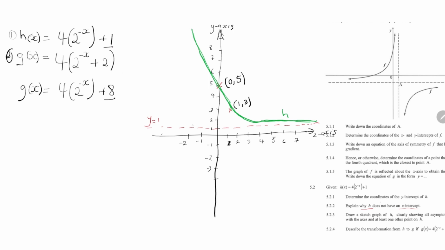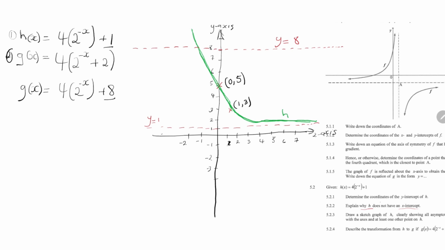Remember when we were sketching this graph, we got the asymptote to be y equal to 1, which we got from here. So that means if we were to sketch the graph g, we would have our asymptote where? At y equal to positive 8. So we would have our asymptote over here at y equal to positive 8.